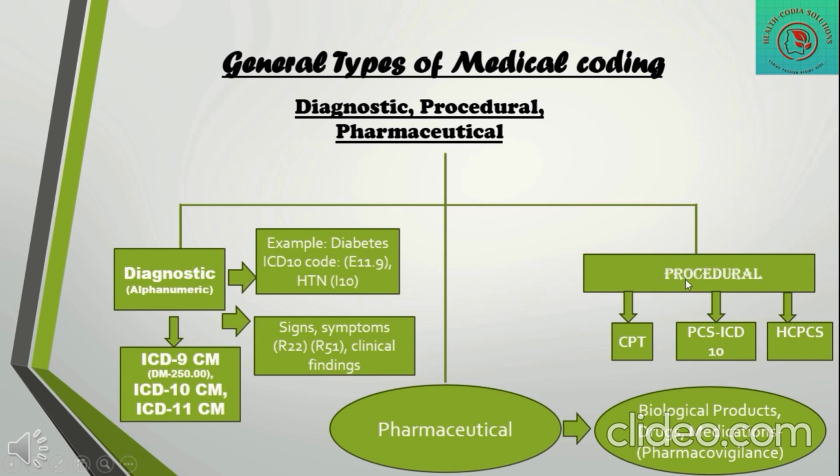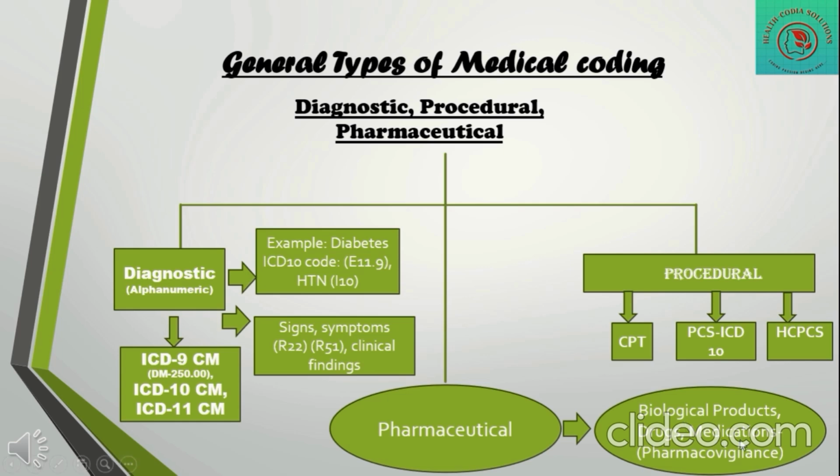Now when it comes to pharmaceutical coding, it is nothing but the drugs or the medicaments or any other biological product that is being used to treat the diagnosis. So we are coding for those components. Now why are we coding that? In order to understand or determine the safety and efficacy of those pharmaceutical products. That is, in a nutshell, for pharmacovigilance purposes.